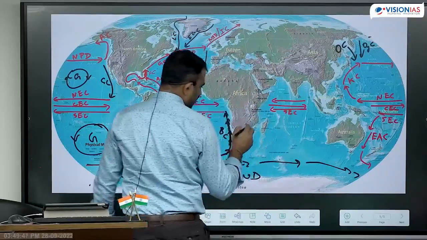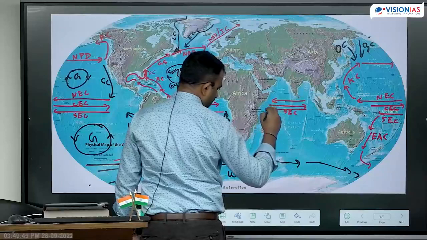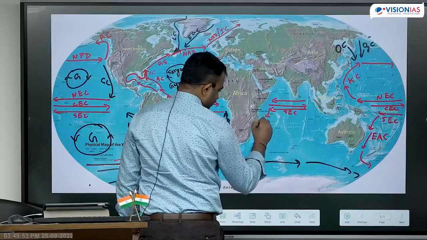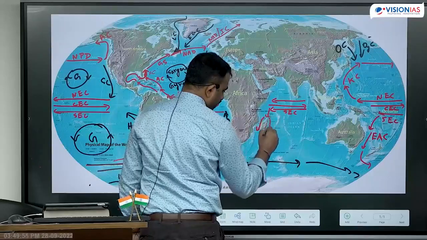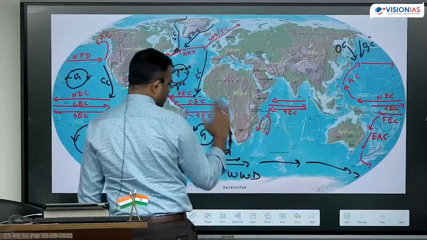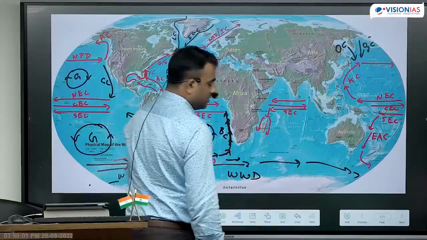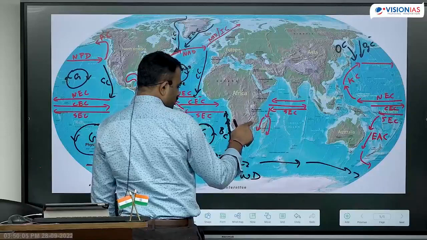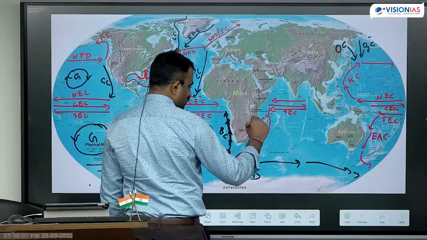The south equatorial current turns towards the south. Here it's the island of Madagascar. It gets bifurcated into two parts. One part moves towards inside, another part outside. One towards the east of Madagascar, another towards the west of Madagascar. The current which flows between Madagascar and Mozambique is called as Mozambique current.